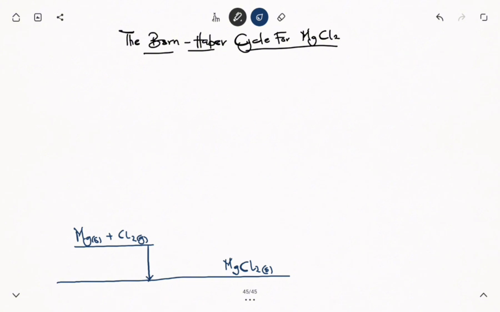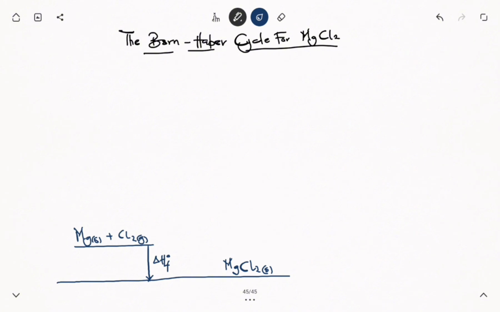So the energy change involved in this reaction, if you have solid magnesium and gaseous chlorine to give us magnesium chloride, is an enthalpy change of formation. So we call it delta HF. So that is the enthalpy change of formation of magnesium chloride.